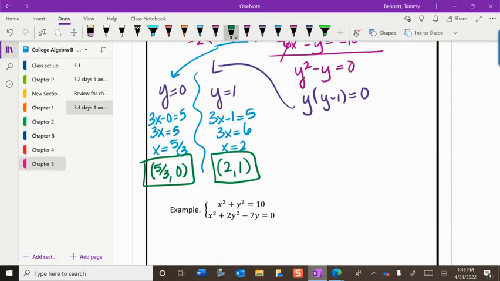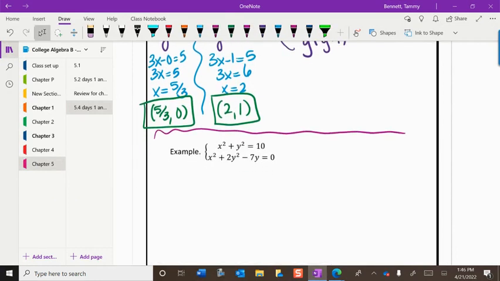All right, next one. Looking at this one, I can see if I multiply the top one maybe by -1, the x squareds would go away. So let's do that. Multiply that one by -1. So then I have -x squared -y squared equals -10. And then x squared plus 2y squared minus 7y equals 0.